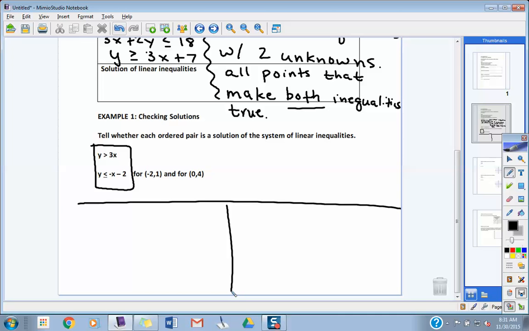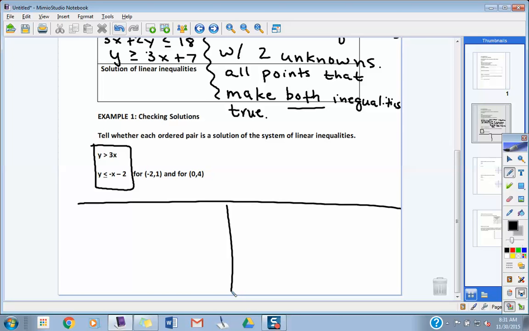-2, comma... Okay, I want to know, is this point a solution for this system of inequalities? Now, here's the deal. We're checking to see if points make inequalities true. If I throw a point in and the first inequality turns out false, is there any point in checking the second one? There isn't. You want stuff to be true all the time. Once you find something that's false, you're done with it. You'll know the answer is not a solution.